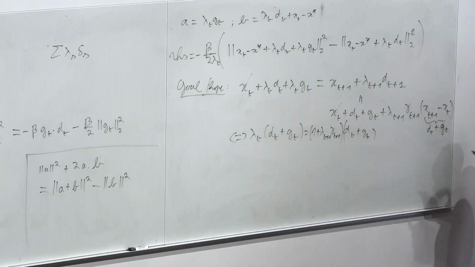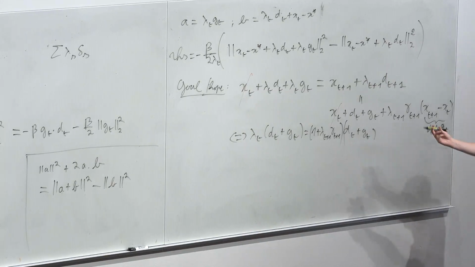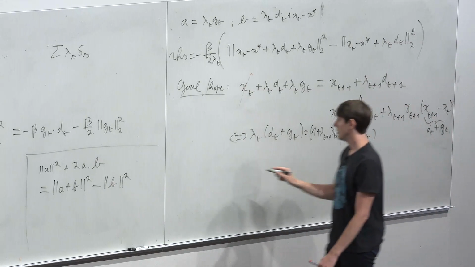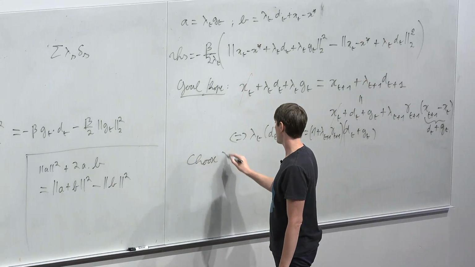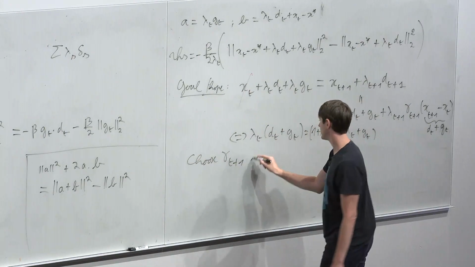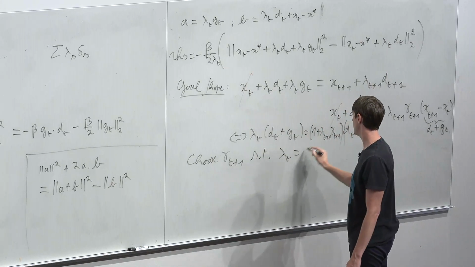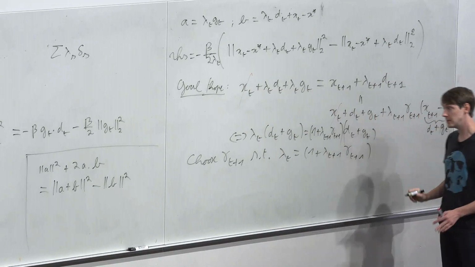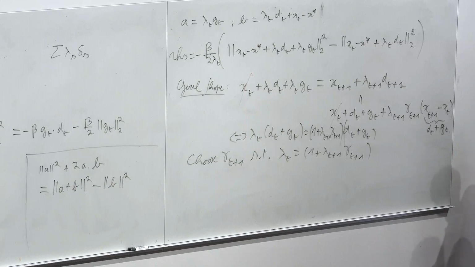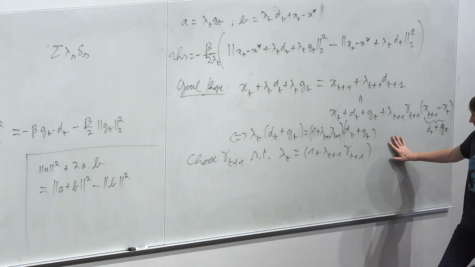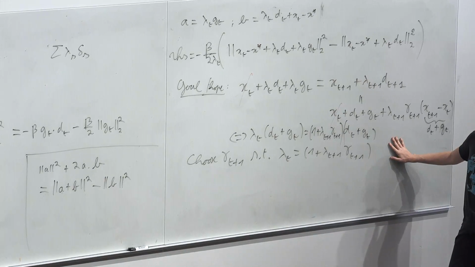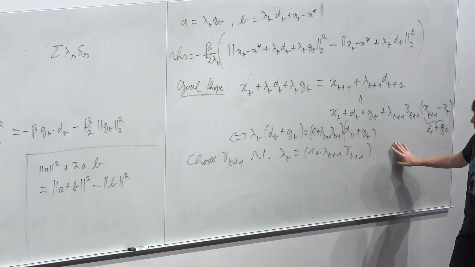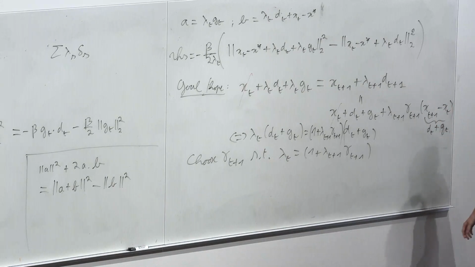And now I'm happy. I can choose gamma t plus 1. So this tells me to choose gamma t plus 1 such that lambda t is equal to 1 plus lambda t plus 1 gamma t plus 1. I haven't chosen lambda t yet, so you know, we're getting there. Okay, so now on the right-hand side, we get a telescopic sum.